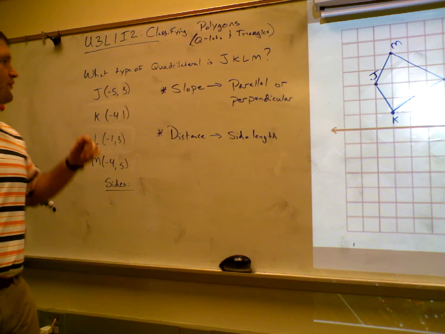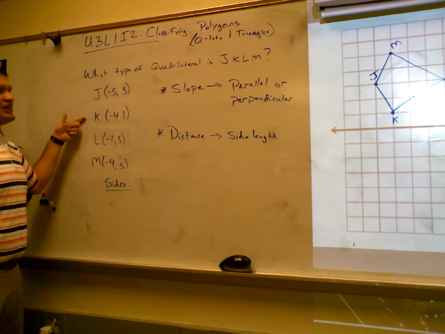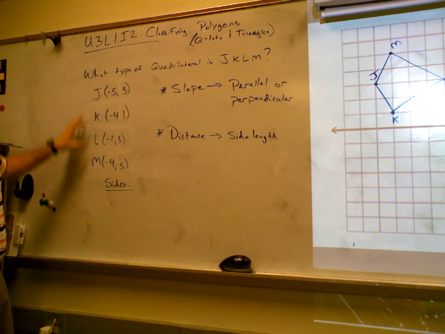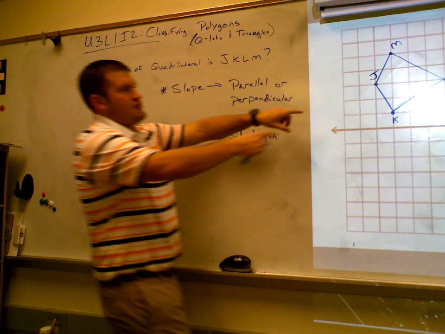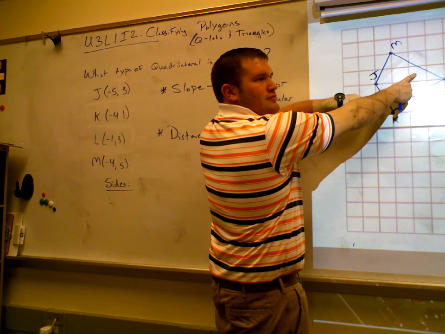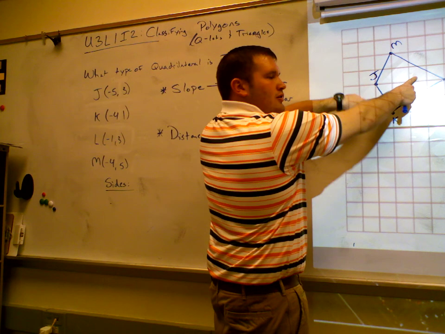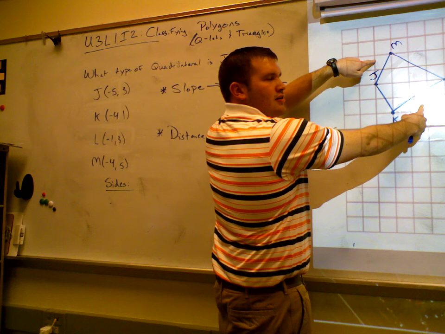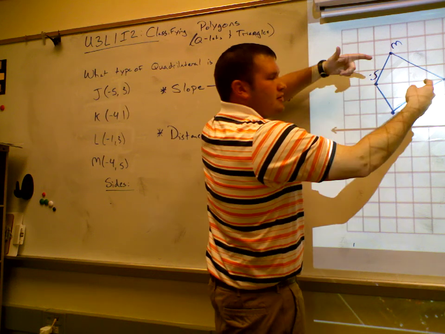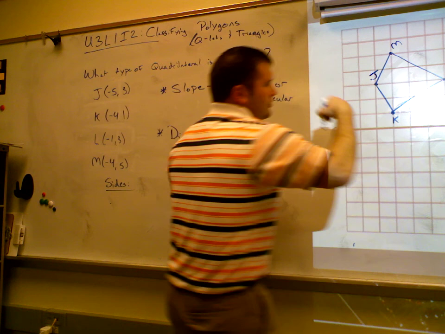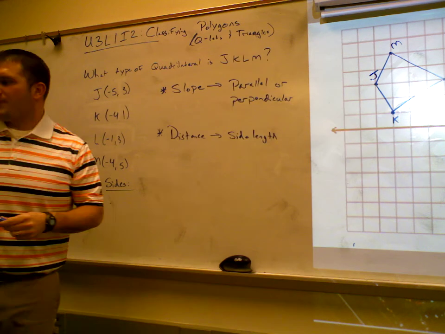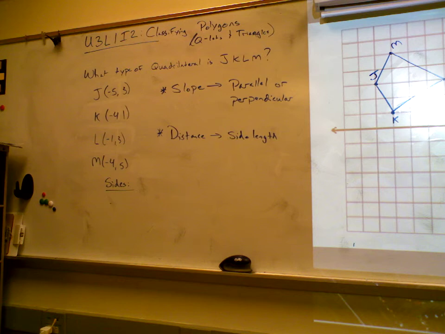Because if I want to figure out if JK is parallel to LM, I've got to calculate the slope of each, right? If I want to know if these sides are the same length, I've got to use the distance formula, right? So we need to calculate the slope and the distance of each side of that figure.